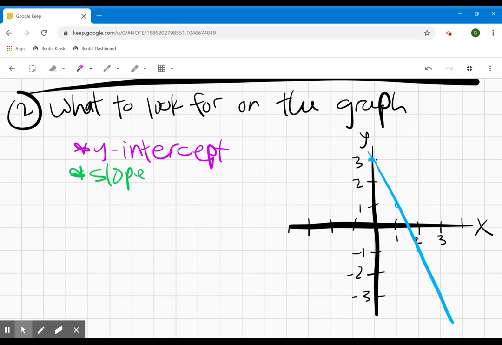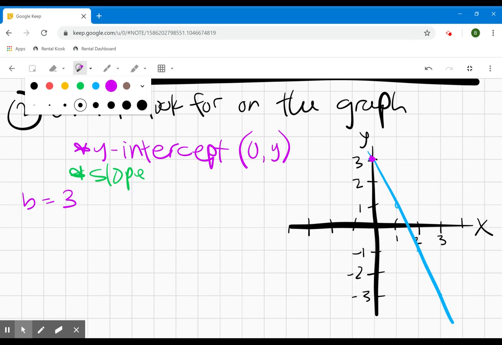Okay, so again, the y-intercept is the point 0. So when x is 0, what is y? Again, it's the point where the line crosses or intercepts with the y-axis. So it's going to be this point right here. So in this case, our y-intercept, our b in the equation, equals positive 3. Okay, slope's a little more complicated than y-intercept, but it's not bad.